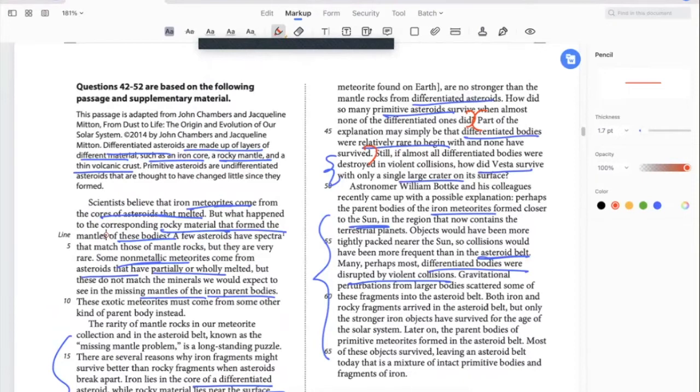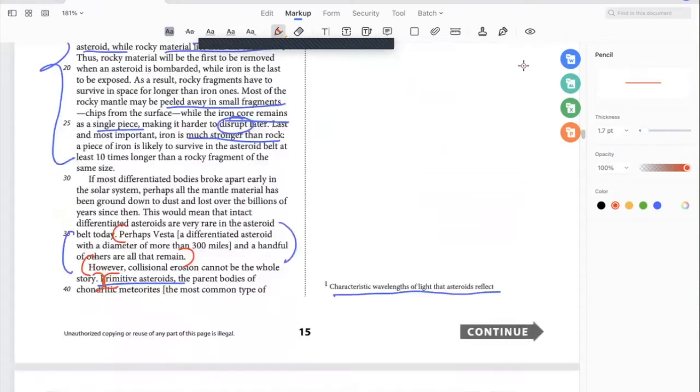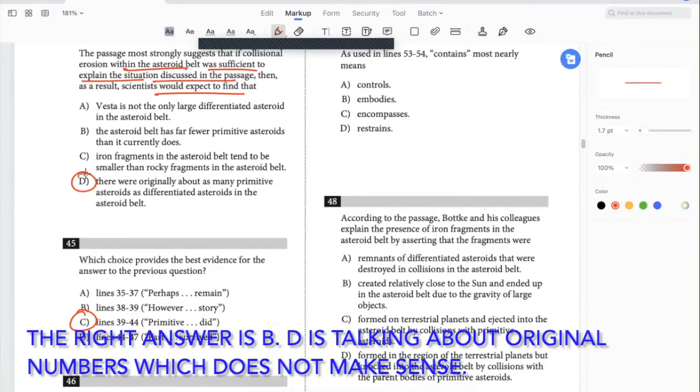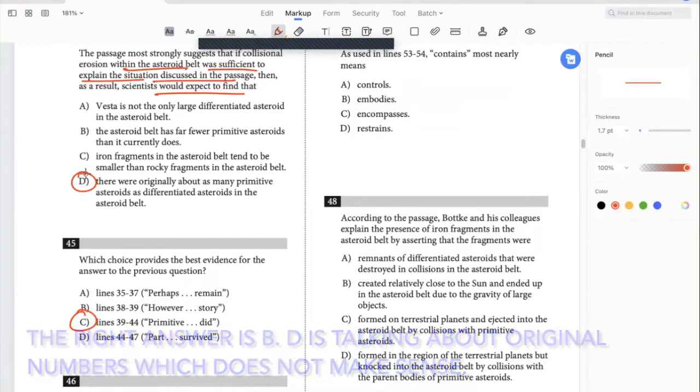How did so many primitive asteroids survive when almost none of the differentiated ones did? Part of the explanation may simply be that differentiated bodies were relatively rare to begin with. So it's C, right? It's C because if collisional erosion was the main explanation, then it would mean that the number of primitive and differentiated asteroids would be the same, right? Which is what D is saying, because there is no other reason to explain the difference in their number, because primitive asteroids are no stronger than differentiated asteroids.